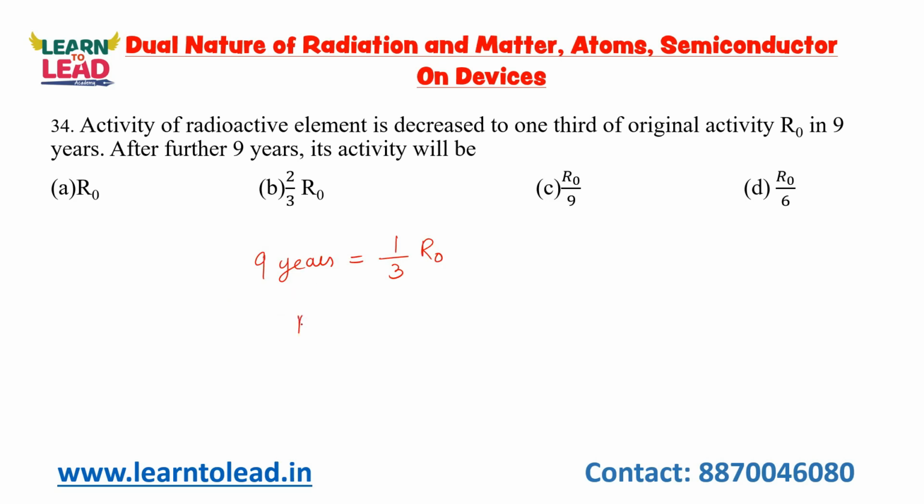Okay, so R by R naught is equal to 1/3, which is equal to e to the power minus lambda times 9. So which is equal to what? e power minus 9 lambda.